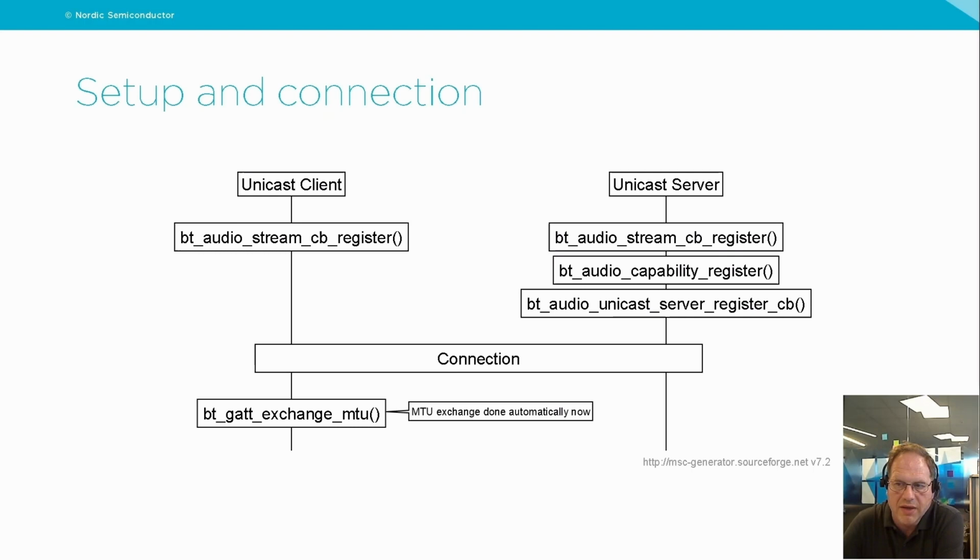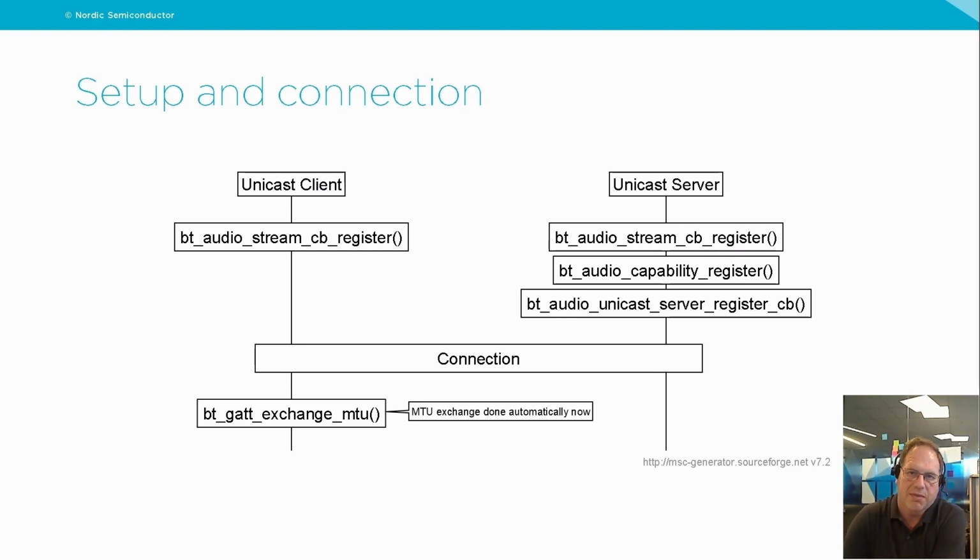And this is a unicast sample where we have two roles. The unicast client, which will typically be a PC or a phone, and the unicast server, which will typically be a headset, or a headset with microphone, or a microphone. And what is not shown here is the announcement that the devices send out to show that they are available for audio.